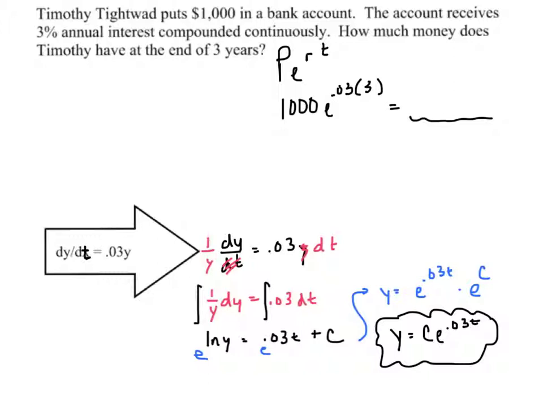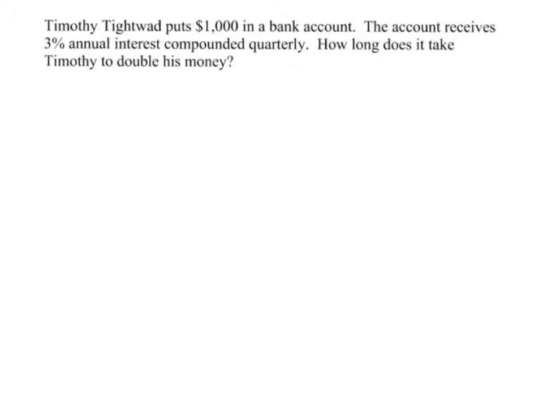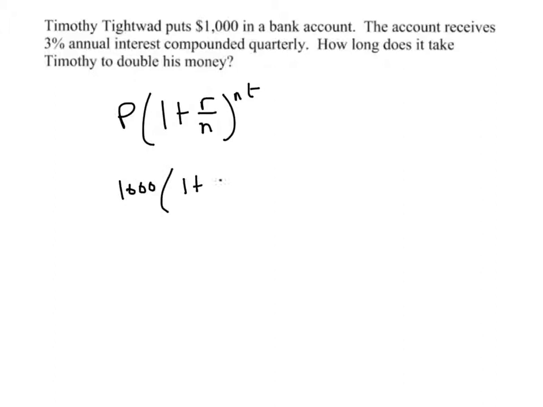Okay? Let me just remind you of one other formula before we are done. Put $1,000 in a bank account, it receives 3% annual interest compounded quarterly. How long does it take Timothy to double his money? Well, hopefully you remember this equation as well. So we have 1,000 times 1 plus the rate divided by how often it compounds, and then raised to the 4t. And of course, we could set this equal to 2,000, and you could solve this with logs.